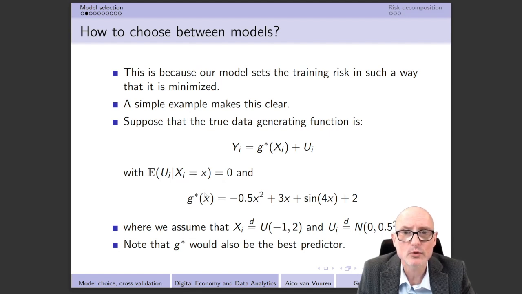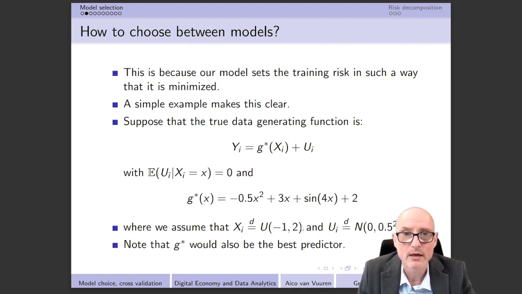In addition to that, I'm also going to assume that g star x is equal to minus a half x squared plus cx plus the sine of 4x plus 2. I'm also going to assume that xi is uniformly distributed between minus 1 and 2, and ui is normally distributed with a mean equal to 0 and a variance equal to 0.25. That means, of course, that the standard deviation is going to be equal to 0.5.